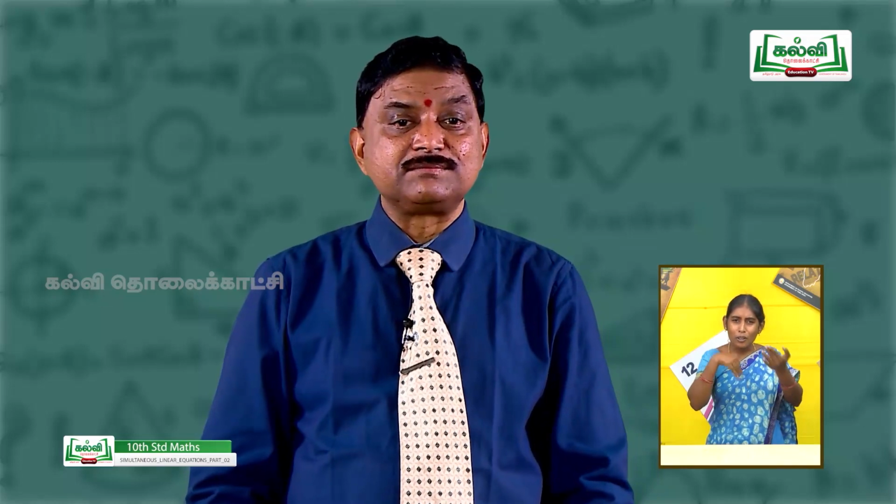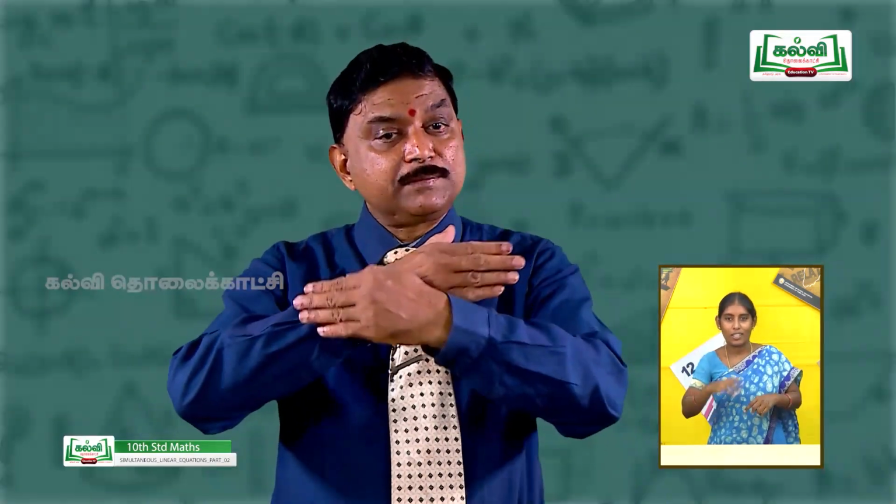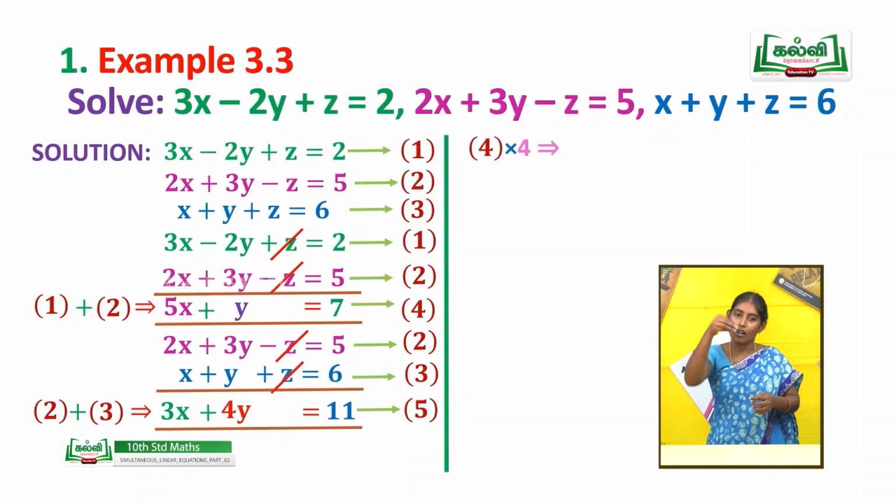We can select which one. But in both cases, in the fourth equation, the coefficient of y is 1. In the fifth equation, the coefficient of y is 4. So we have to equate the coefficient of y. Which is easier? The fourth equation contains 1y. So if you multiply that by 4, that 1y becomes 4y. But we cannot multiply a single variable in the equation. We have to multiply the entire equation.